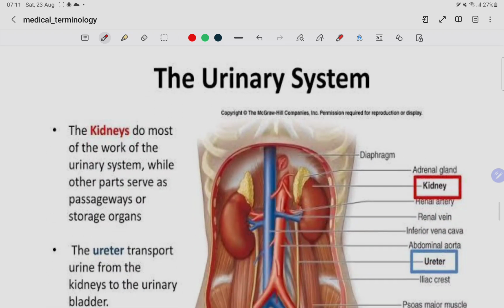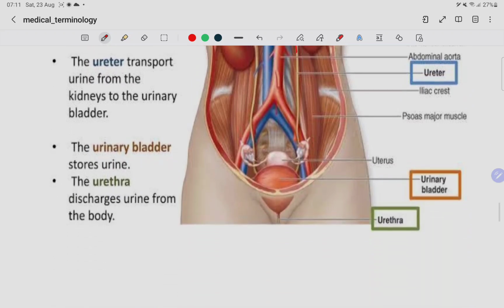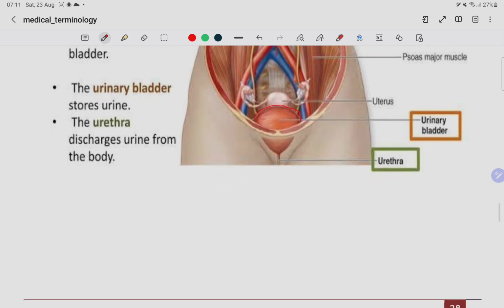The kidneys do most of the work of the urinary system, while the other parts serve as a passage or storage. As we mentioned, the urine passes in the ureter, but it has no function or unknown function, and the bladder acts as a storage. And the urethra is the thing that discharges the urine.